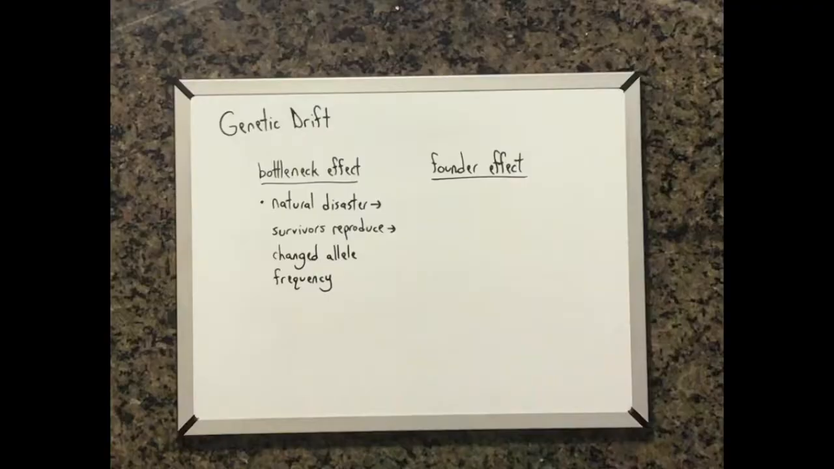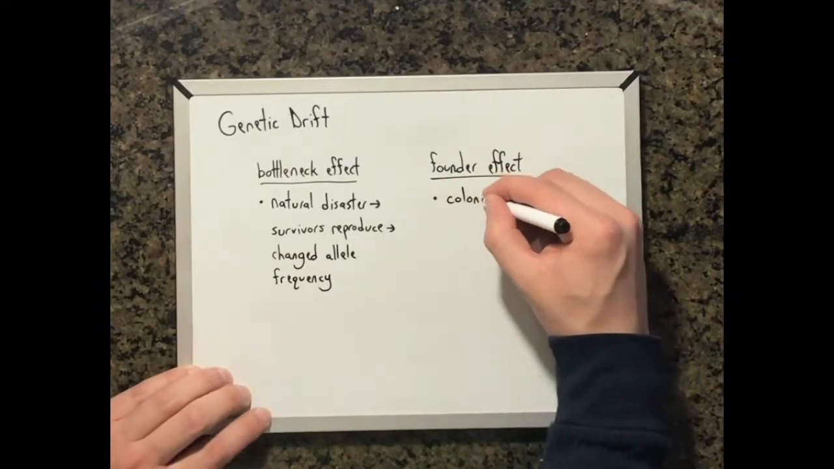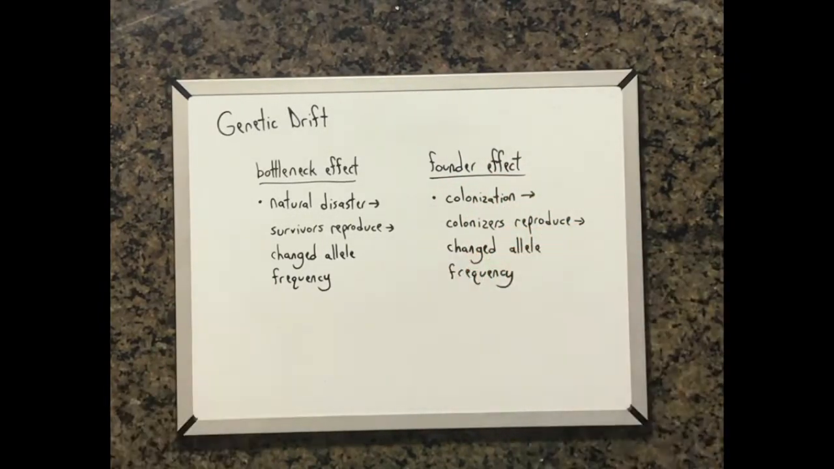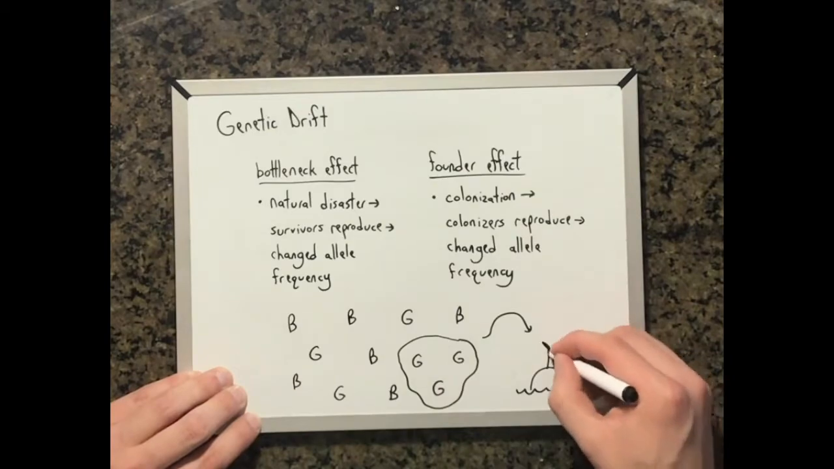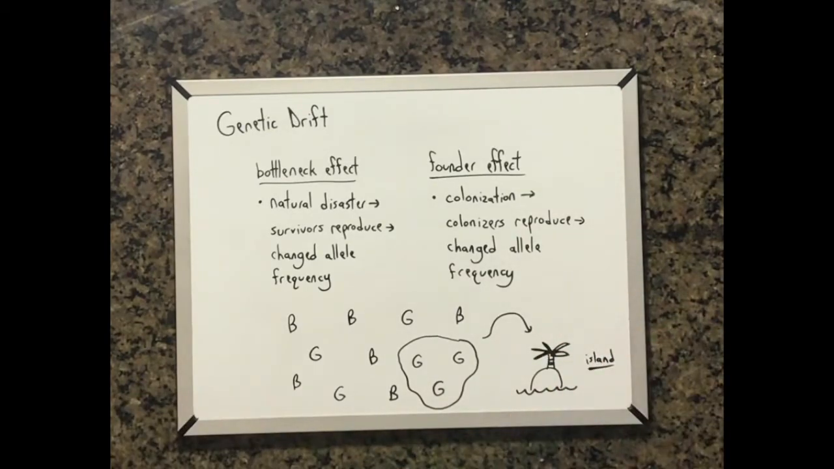The founder effect, on the other hand, refers to when a random colonization event leads to a change in the allele frequency of a small subgroup population. Consider our earlier population of green and brown beetles. Suppose a small subgroup of this population was blown away by the wind and they ended up landing on a distant island. These beetles would only be able to interbreed with other beetles within that subgroup, and the resulting beetle population would likely have significantly different allele frequencies when compared to the original population.